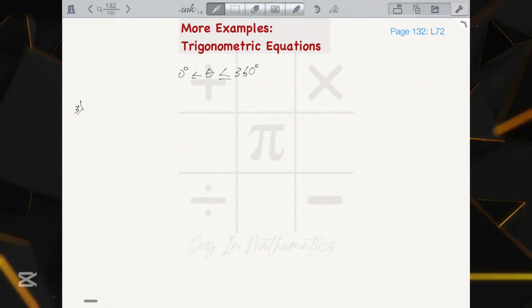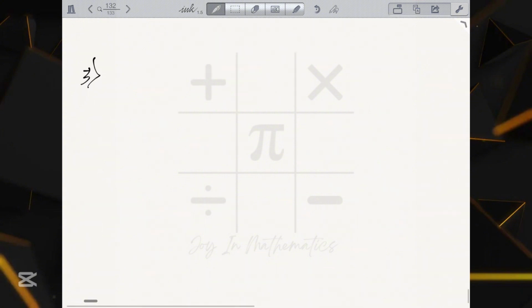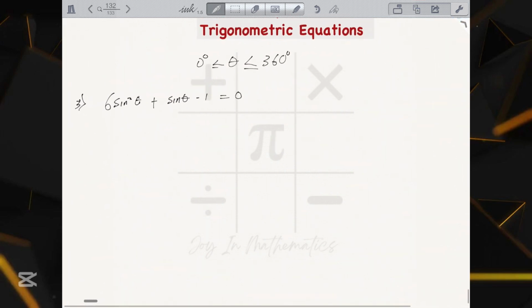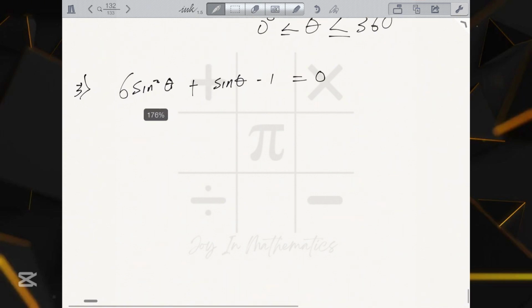Let's call this question number 3. The question says we should find the value of theta between 0 degrees and 360 degrees that satisfies the equation 6 sine squared theta plus sine theta minus 1 equals 0. So we have this trigonometric equation, 6 sine squared theta plus sine theta minus 1 equals 0. Now let's solve this together.